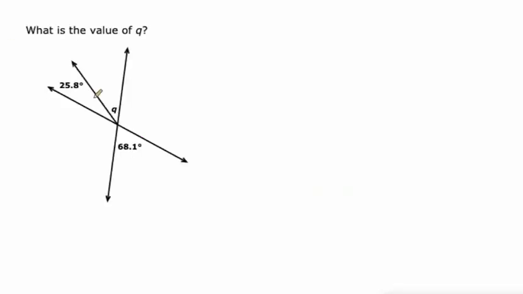I've got one more here. I know that these are vertical angles here. So that 25.8 degree angle plus angle Q equal 68.1. So just a visual representation of some adjacent angles and some vertical angles. That means Q would be 68.1 minus 25.8, which is 42.3 degrees.